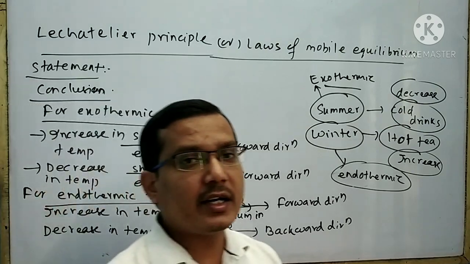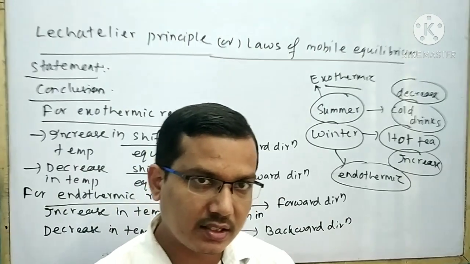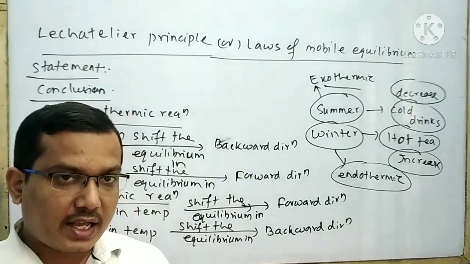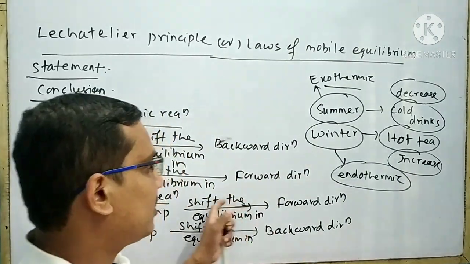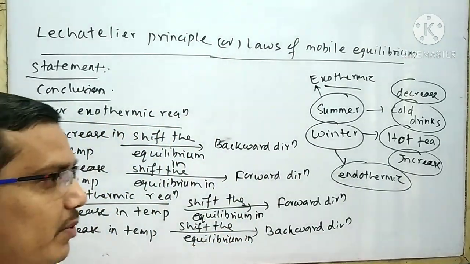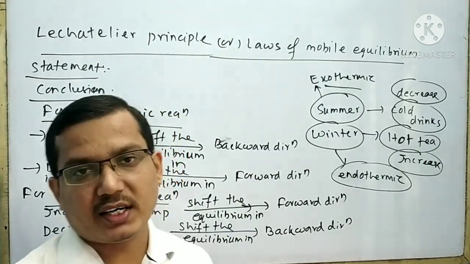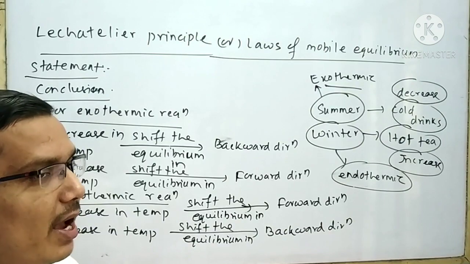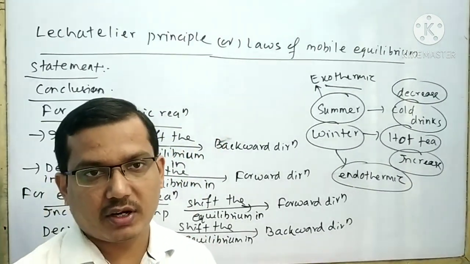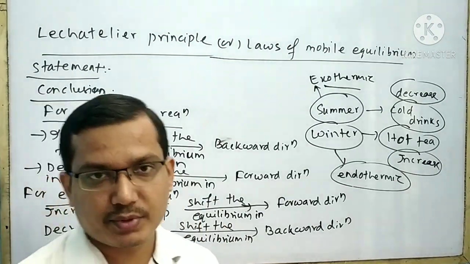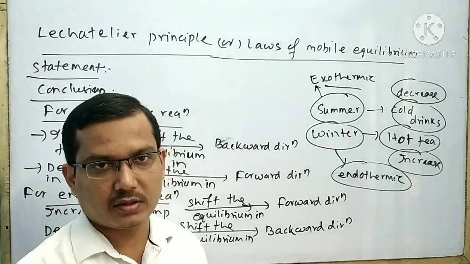At first, identify whether the reaction belongs to exothermic reaction or endothermic reaction. After deciding that, we are able to apply this concept. By applying this concept, we can decide whether we need the forward reaction or backward reaction. If I need the forward reaction, then obviously I can change the temperature according to the Le Chatelier principle. This is all about the effect of temperature.